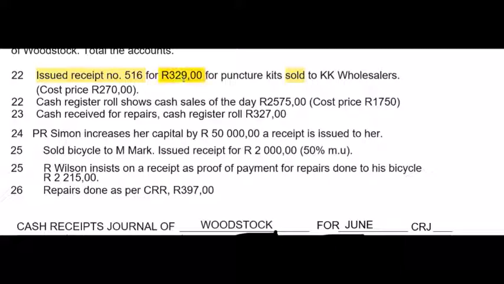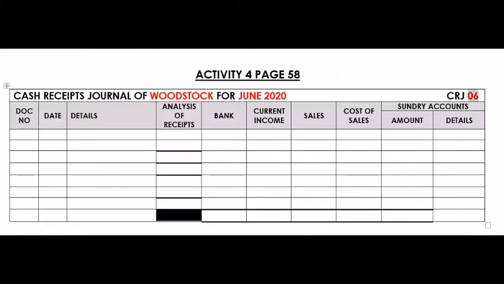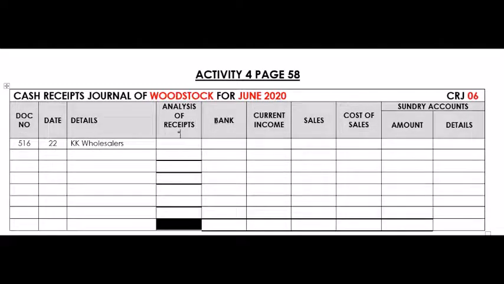Okay, you would have noticed that they haven't given us a markup percentage for this exercise, but we're not in trouble because they actually gave us the cost price of this sale as 270 Rand. So when you record it in your CRJ, it will look like this. The document will be receipt number 516. The date is the 22nd. The details is KK wholesalers. We will put the money in our till. Remember, I refer to analysis of receipts as your till.